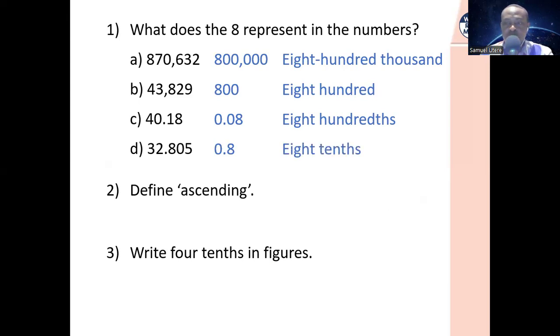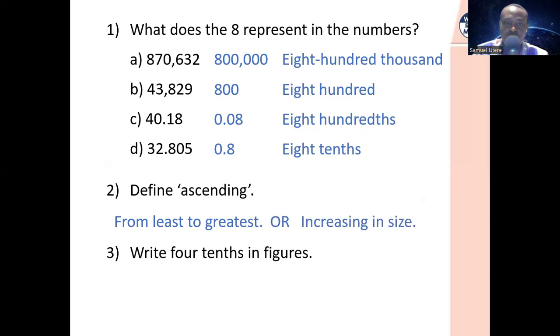Next question, you were asked to define ascending. Ascending means to go from low to high, from least to greatest, or increasing in size. Next, you were asked to write 4 tenths in figures. 4 tenths should be 0.4.